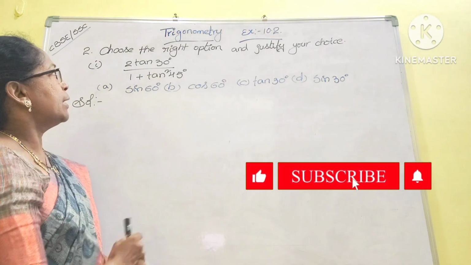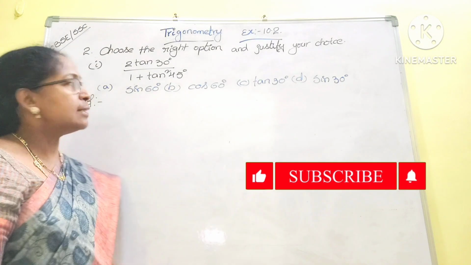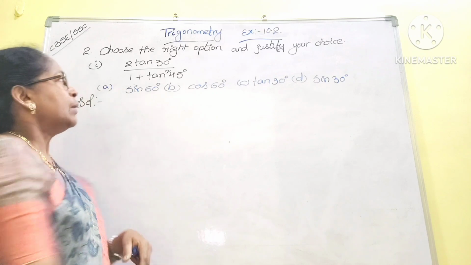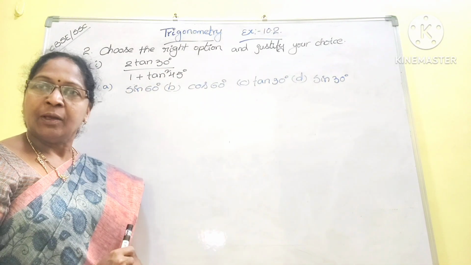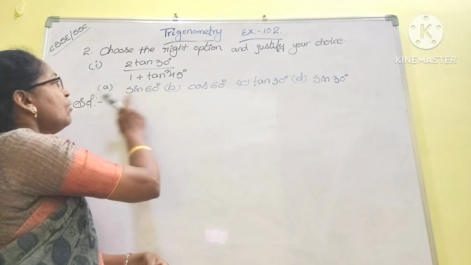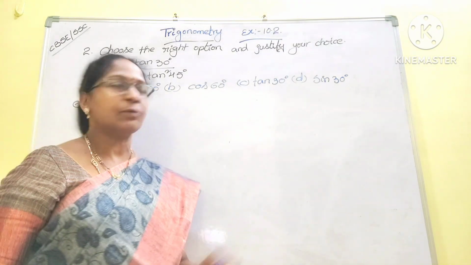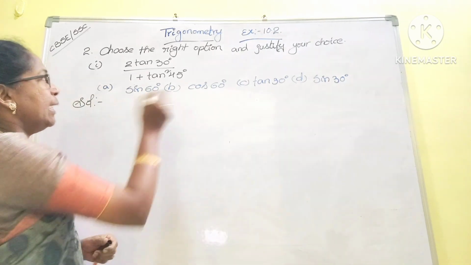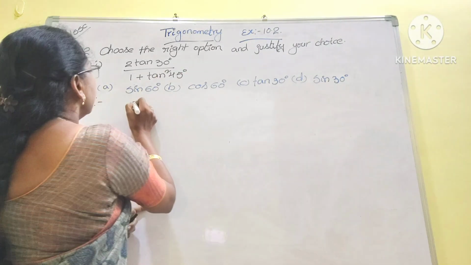What is the first question? 2 tan 30 degrees divided by 1 plus tan square 45 degrees. That is the question. If you simplify this one, how much will you get? Here 4 options are given. You have to choose the right one. So we have to simplify. Let us start now.